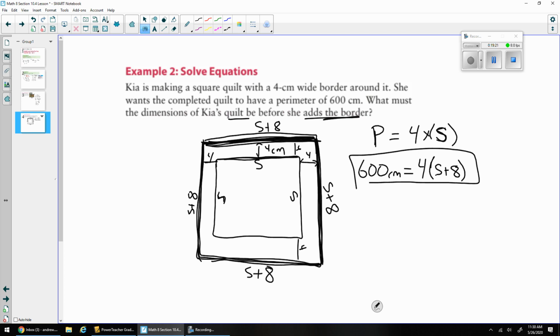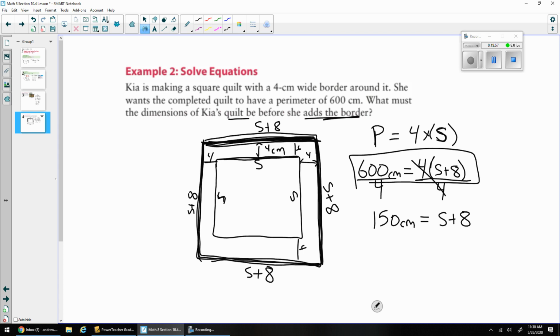It'll definitely be a lot easier to divide first. So let's do that. We're going to divide this side by 4, and we're going to divide this side by 4. So the 4's cancel out. 600 divided by 4 is equal to, well, 600 divided by 2 would be 300, divided by 2 again is 150. You can use your calculator on this unit if you need to for questions. So it's going to be 150 centimeters is equal to S plus 8.